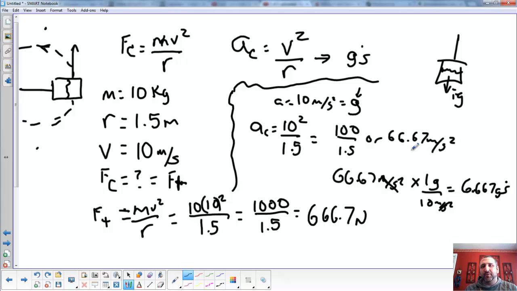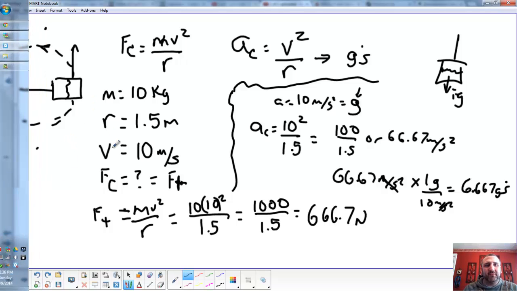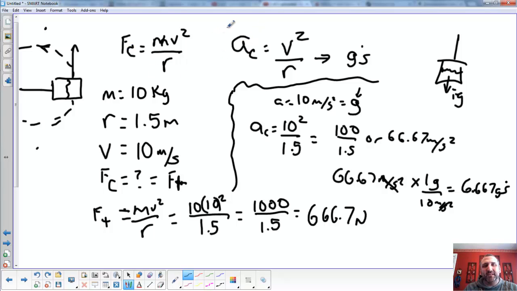So if I was to put a scale at the bottom of the bucket, the water would be 6.6 times heavier on that scale than it would be if we were just letting that water hang out in the bucket vertically. So that's something a little interesting. This goes back to 10 kilograms of water, which all of a sudden exerts a force of 666.7 newtons on that string, because that string has to pull really, really hard to keep that thing going in circular motion.